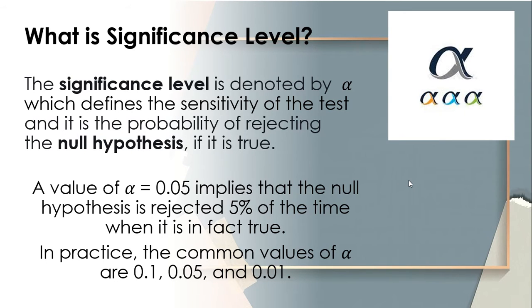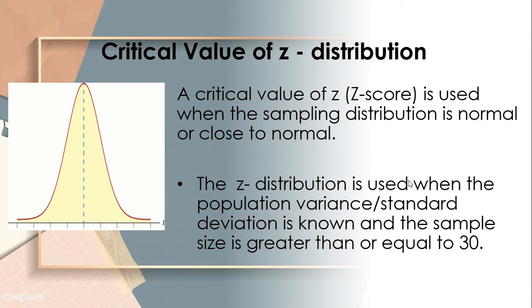So, ano nga ba yung significance level? It is denoted by alpha. Okay, yung parang A na may buntot, which defines the sensitivity of the test, and it is the probability of rejecting the null hypothesis if it is true. So, pag sinabing alpha is 0.05, ang ibig sabihin nito, the null hypothesis is rejected 5% of the time when it is in fact true. Okay?